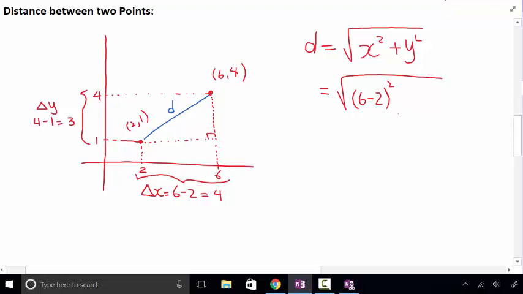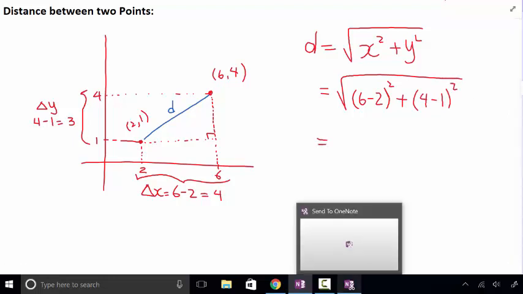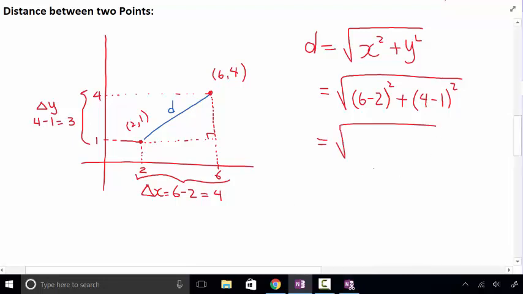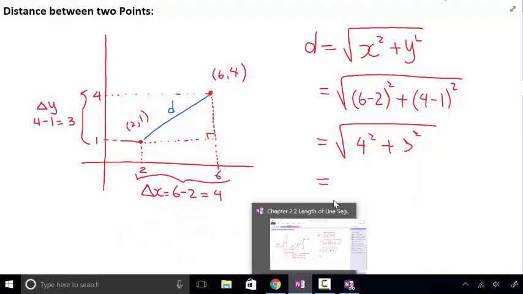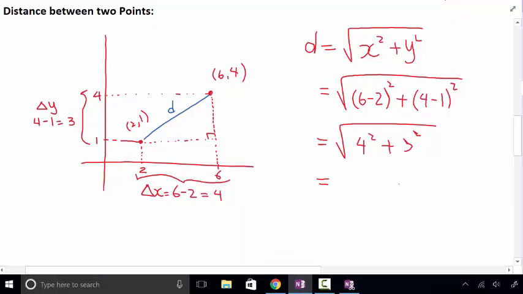Remember, 6 minus 2 is just 4, yes? So it's 4 squared plus, and then you have the y's, which is going to be what? 4 minus 1. And that's going to be squared. And then what we're going to end up with is the square root of 4 squared plus 3 squared. And that is actually going to equal, we already did this, 4 squared is what? 16 plus 9, which is 25. The square root of 25 is 5.